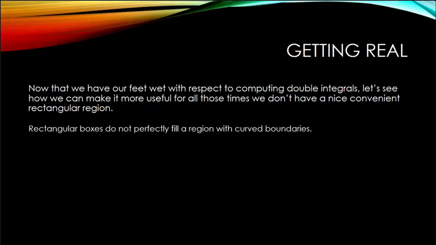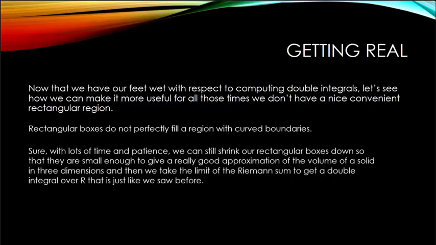Rectangular boxes will never perfectly fill a region that has curved boundaries. I can certainly reduce the size of my boxes and make them smaller and smaller until they minimize the amount of error between the actual area of my region and the approximation of the region given by my Riemann sum. But the goal is still to take that limit of the Riemann sum to get a double integral over the region, just like we saw before.